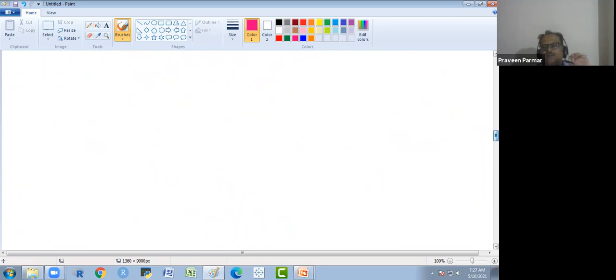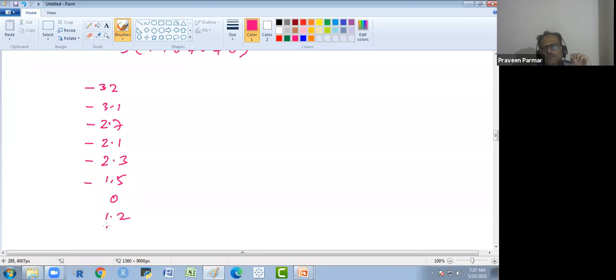So that is one thing. But if you have many unique values in the temperature, like minus 3.2, then minus 3.1, then 2.7, then 2.1, then minus 2.3, then minus 1.5, then 0, then 1.2, in this way you are getting so many unique values. Then how will you treat this 0?